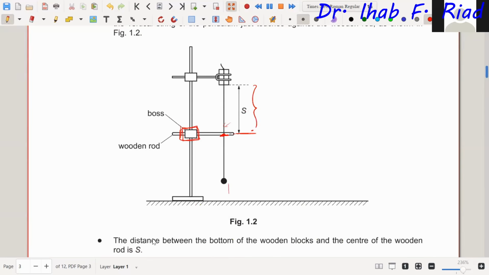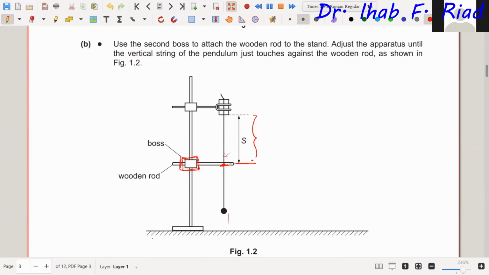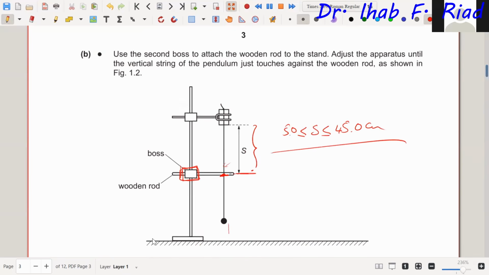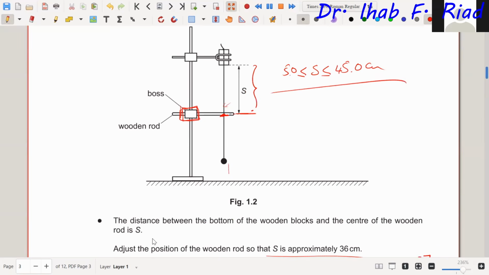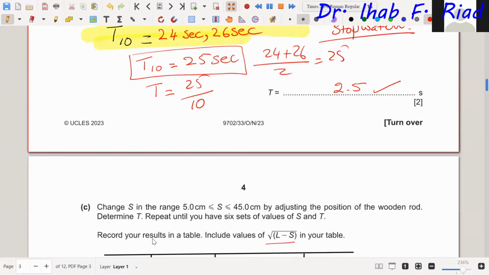Okay. So what we are going to do next is change the position of this rod, such that S is between 5 centimeters and less than or equal to 45 centimeters as recommended. We are going to get 6 sets of values. Each time we are going to let the pendulum oscillate 10 oscillations. We calculate the periodic time. Is it fine with you?